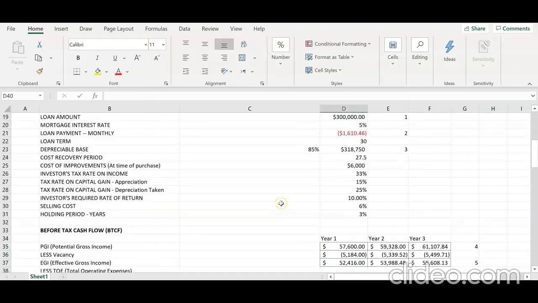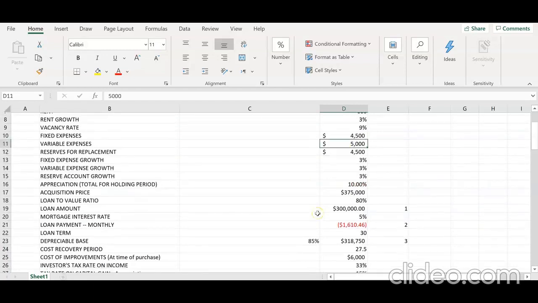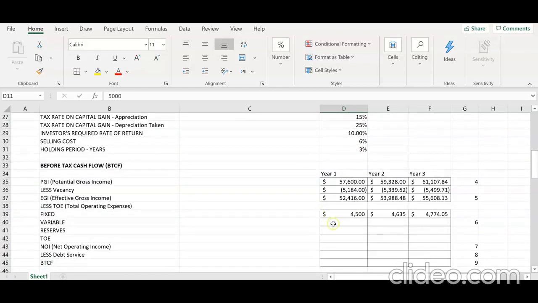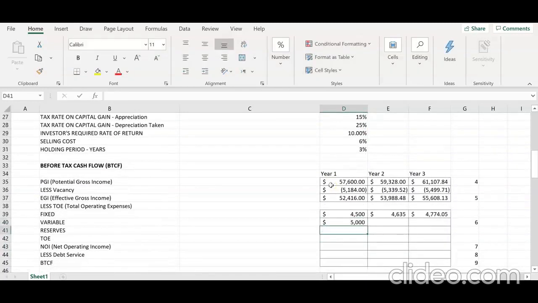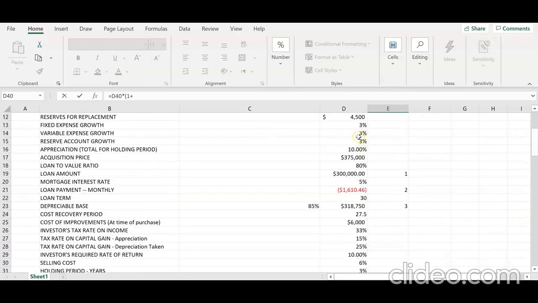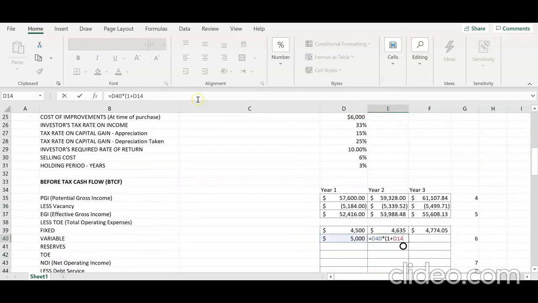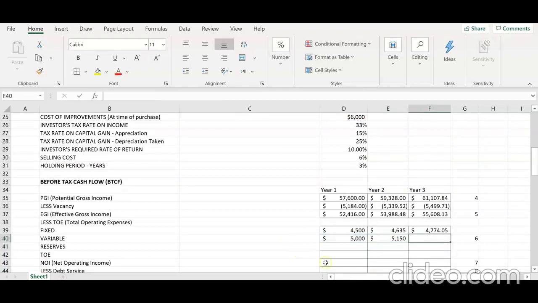For the variable expenses, the first year amount is also given, so we're just going to copy this cell, $5,000, and then multiply by 1 plus the variable expenses growth, and then we lock it by dollar signs. Multiply by 1 plus the growth for the next year as well.